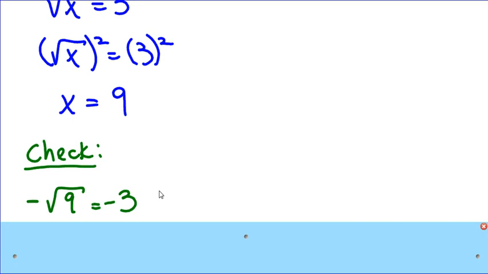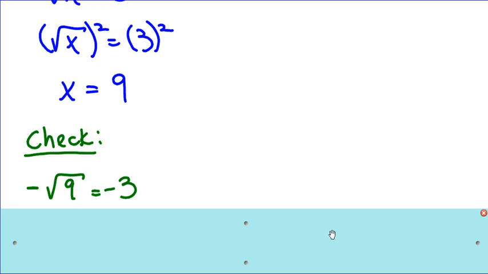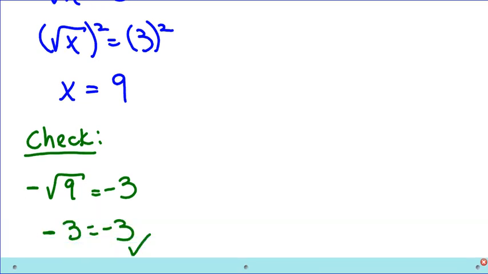We're going to substitute it back into the original and make sure it's a valid result. So we've got the opposite of the square root of 9 equals negative 3. 9 is a perfect square, and we know it has a value of 3, and the opposite of 3 is negative 3. So we've got the right value of x to make that equation true.